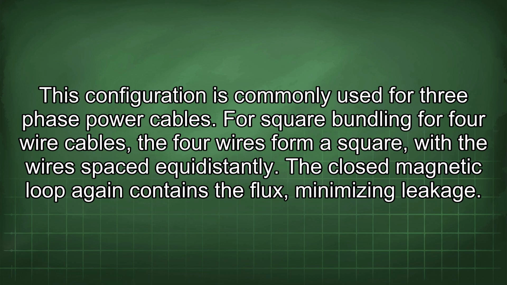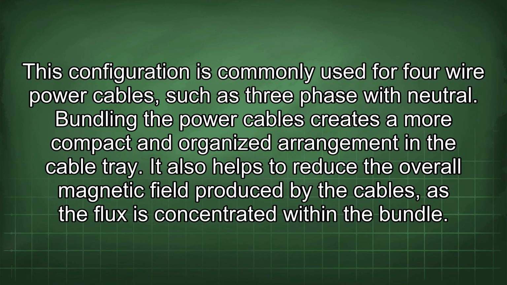For square bundling for 4-wire cables, the 4 wires form a square, with the wires spaced equidistantly. The closed magnetic loop again contains the flux, minimizing leakage. This configuration is commonly used for 4-wire power cables, such as 3-phase with neutral.